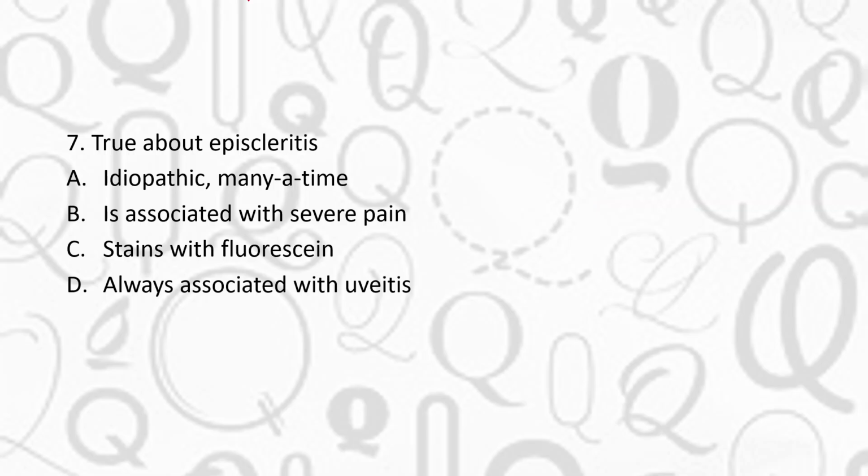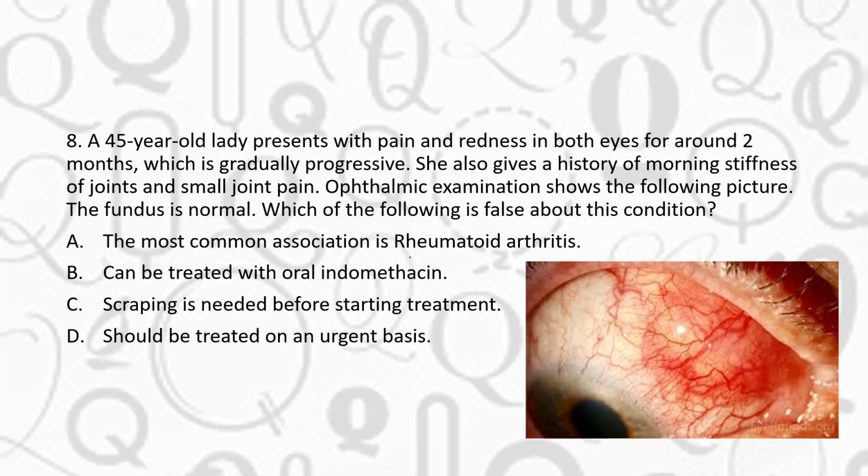True about episcleritis: is it idiopathic many a time? Yes, that's true. Is it associated with severe pain? No, not really. It can have just foreign body sensation. Does it stain with fluorescein? No. Whenever there is a limbal nodule that stains with fluorescein, that means you are probably dealing with a conjunctival ulcer. Is it always associated with uveitis? Not at all. So the right answer here would be A. What are the two types of episcleritis we discussed? Nodular and diffuse.